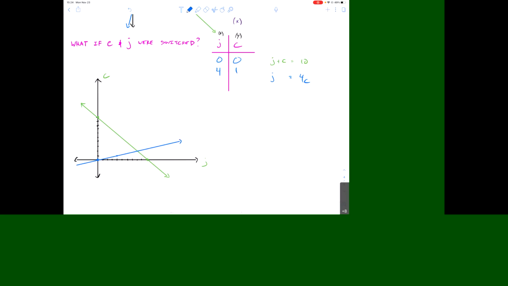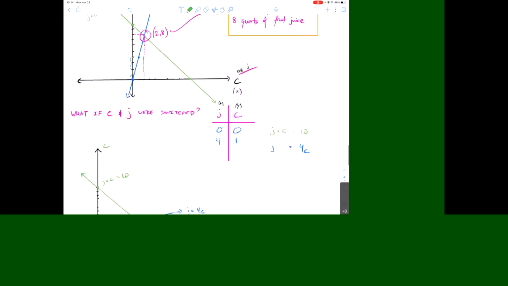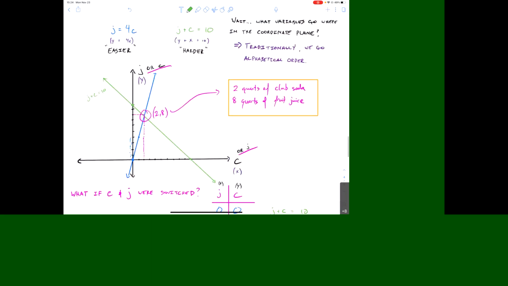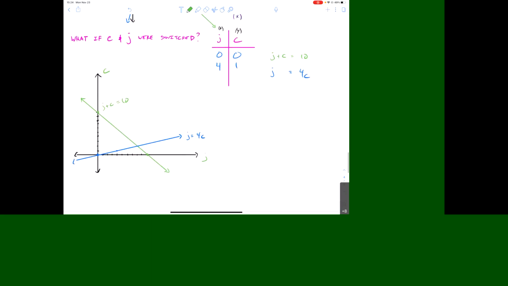Perfect. So again, this is J equals 4C, and this is J plus C equals 10. So you can see the green line is the same. The blue line has been inverted or reflected. Reflected is a better word, sorry. But you can see the intersection still exists in the same place, right? So this is still 8, and this is still 2.